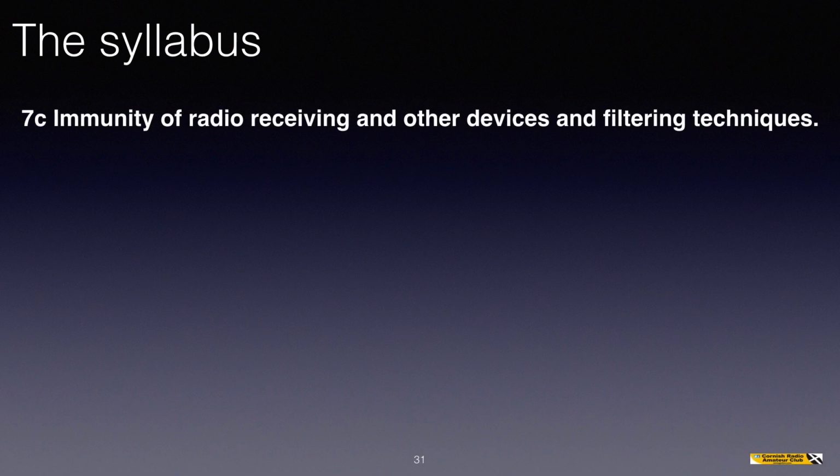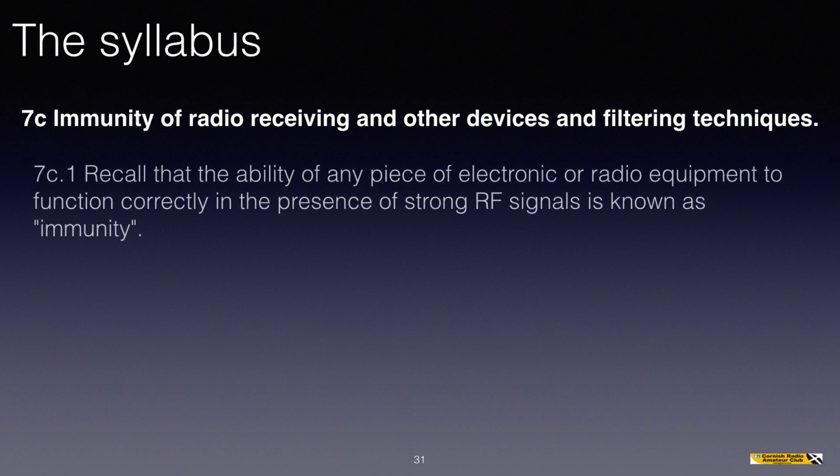So, immunity of radio receiving and other devices and filtering techniques. Recall that the ability of any piece of electronic or radio equipment to function correctly in the presence of strong RF signals is known as immunity. We talked about this. We talked about the inherent immunity of certified devices, and then being able to improve the immunity by putting things like ferrite rings on input leads and by fitting bandpass filters to antenna leads, things like that.